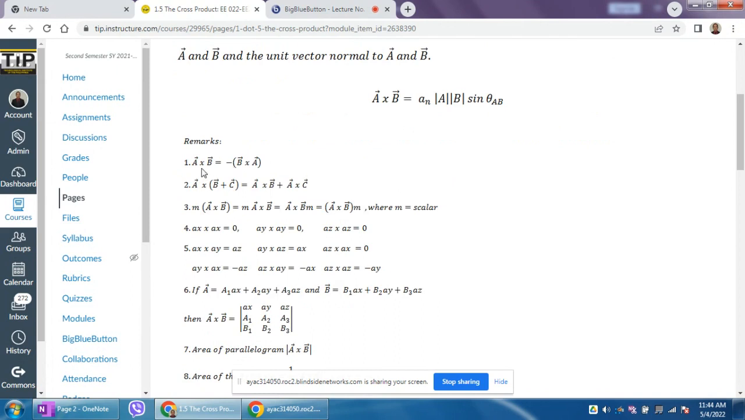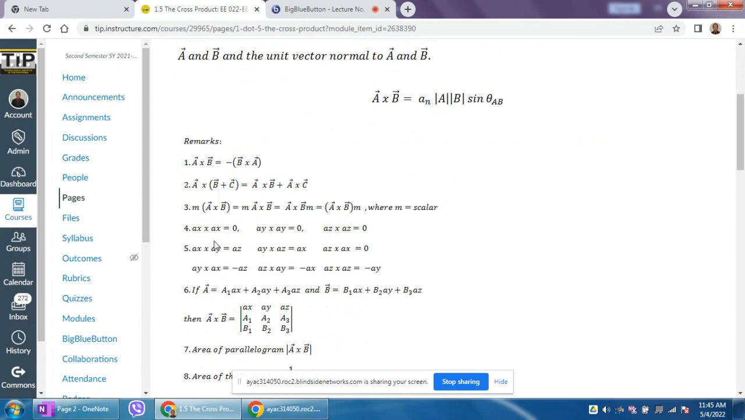So pag cross product po ang ginamit natin, we have the following remarks. Pag nagbaligtad po ng posisyon, nagde-negative value. So pwede pong distributive. Pag minultiply po na natin ng scalar, distributive din po. Number 4, ito tingnan nyo. Pag nag-cross product tayo ng parehong unit vector, the answer is 0. So AX cross AX, 0. AY cross AY, 0. AZ cross AZ, 0.